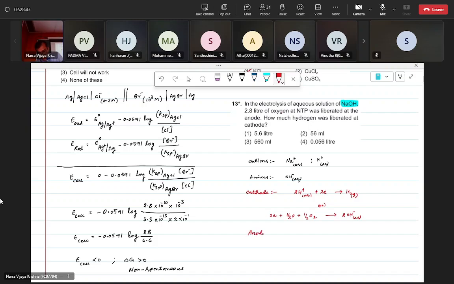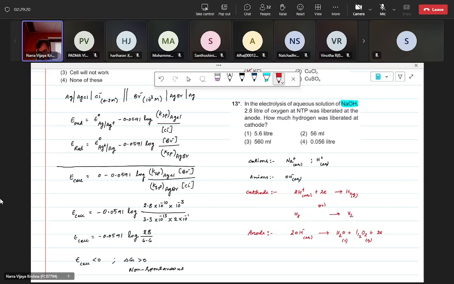Say this. At anode, 2 OH minus gives rise to H2O plus half O2 plus 2 electrons. Did the reaction get balanced or not? So O2 is liberated at the anode, but there is no O2 present, so I cannot take this reaction. So change the reaction. I need to prepare H2 from H2O.